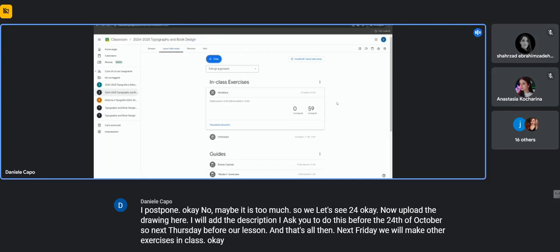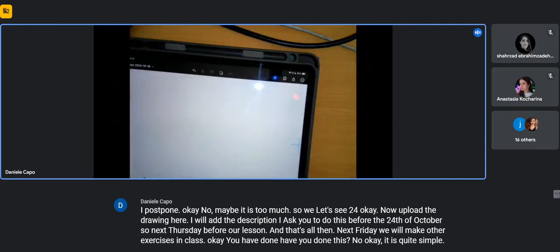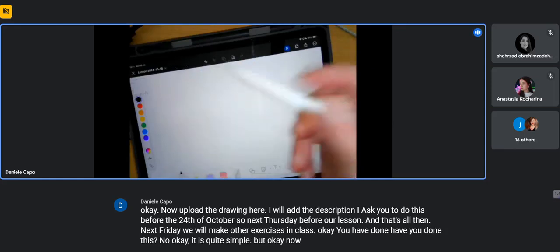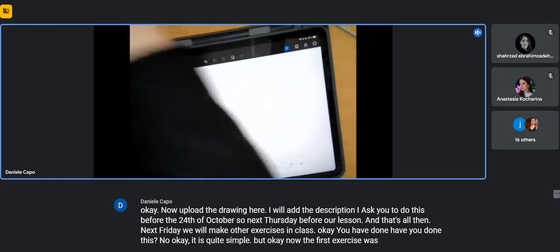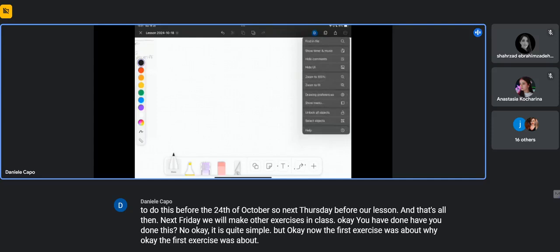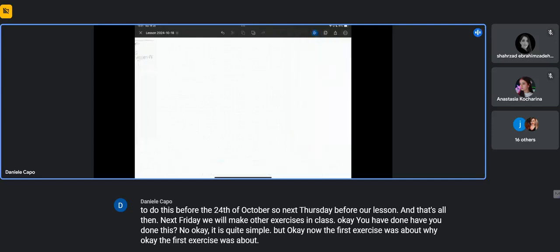Have you done this? No? Okay. It is quite simple. Now, the first exercise was about drawing the letters as they are.